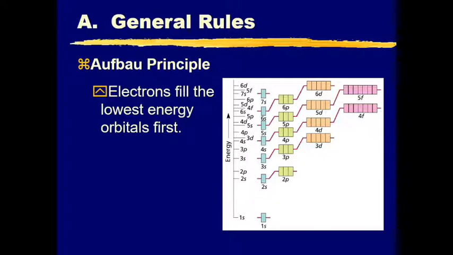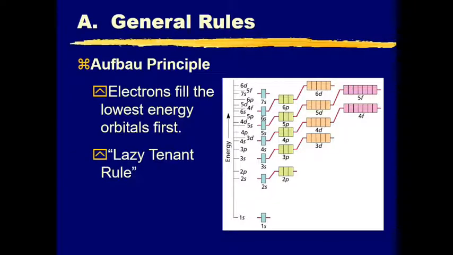Next up, we have the Aufbau principle. The Aufbau principle says the electrons will fill the lowest energy orbitals first. We're going to go through a few representations of how you are going to remember the order of energy filling, or order of electron filling, going from lowest to highest energy for the current periodic table.